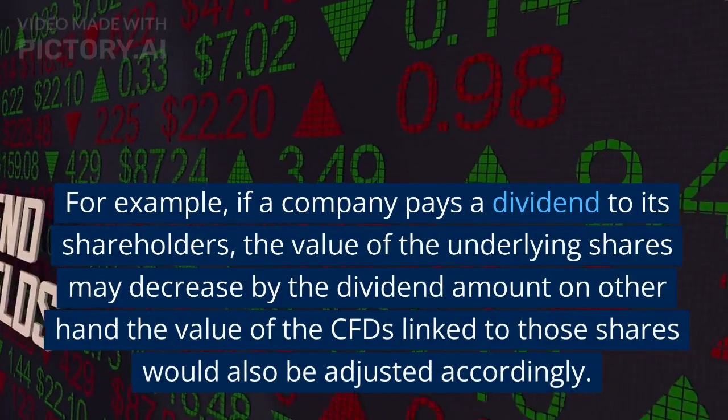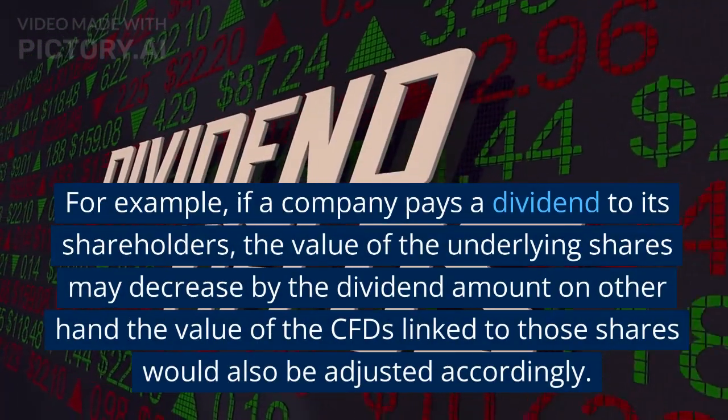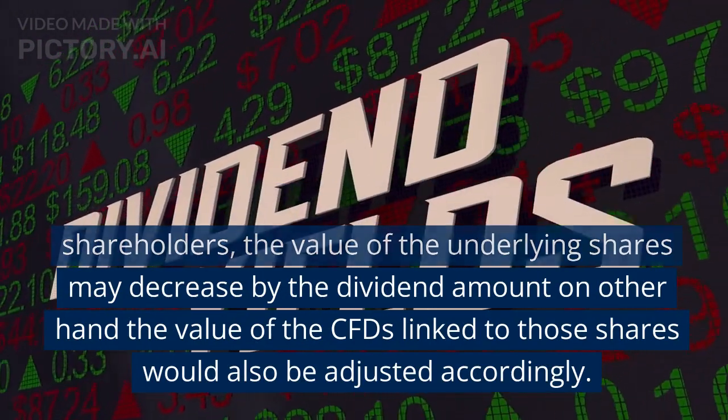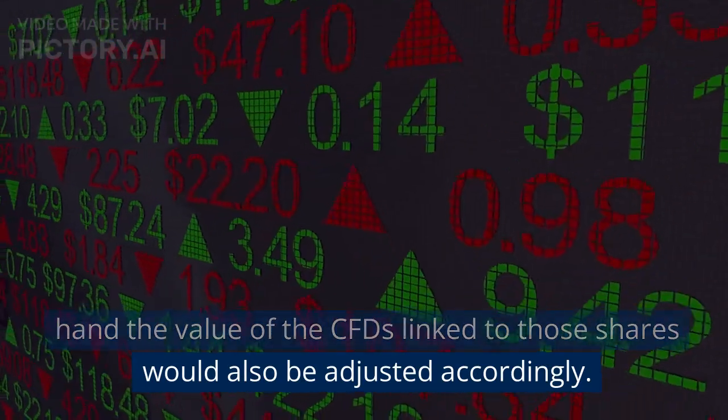For example, if a company pays a dividend to its shareholders, the value of the underlying shares may decrease by the dividend amount. On the other hand, the value of the CFDs linked to those shares would also be adjusted accordingly.